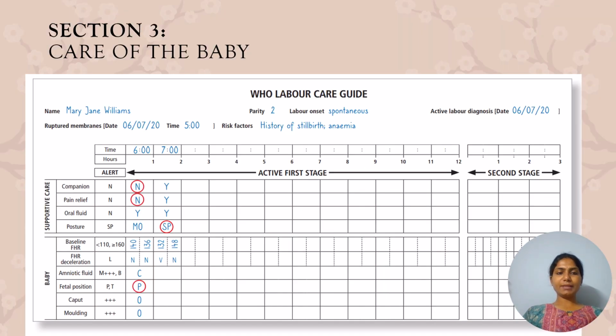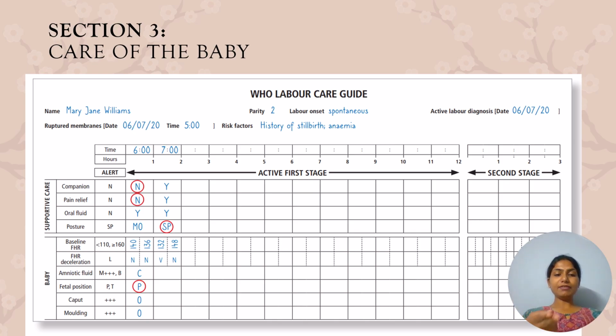The next section is a very important thing, the care of the baby. So what are the important characteristics? Baseline heart rate. We have to monitor every 1 hour the heart rate of the baby, whether it is between 110 to 160, and whether there are any fetal decelerations, which I've already explained. What types of decelerations? Early, variable, and late deceleration. So this can be recorded as E, V, L, N, that is no decelerations. Then amniotic fluid: if the membranes are intact, we write I. If it is clear, C. Blood stained, B. Meconium, M. And if it is absent, A.